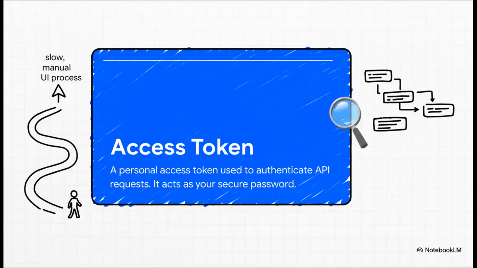So what is an access token really? It's basically a super secure temporary password. You generate it right from your Databricks user settings. It's just a unique string of characters that you include with your request, and it proves to Databricks that, yes, you actually have permission to do what you're trying to do.